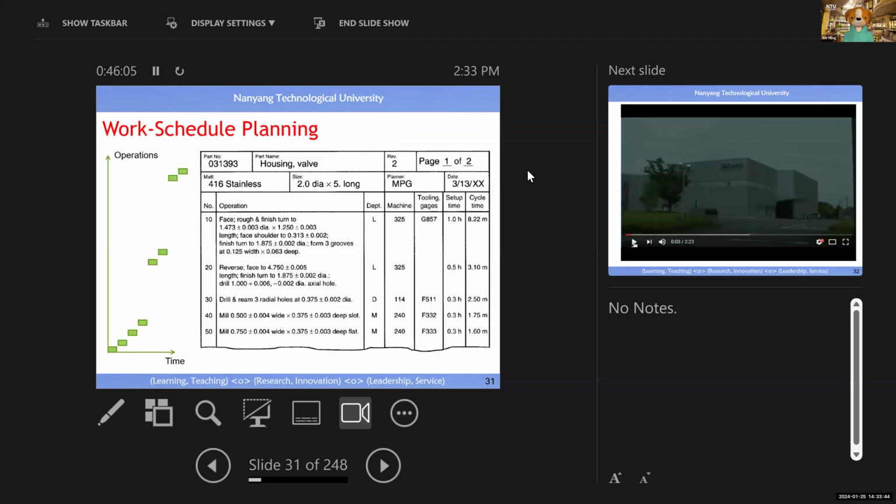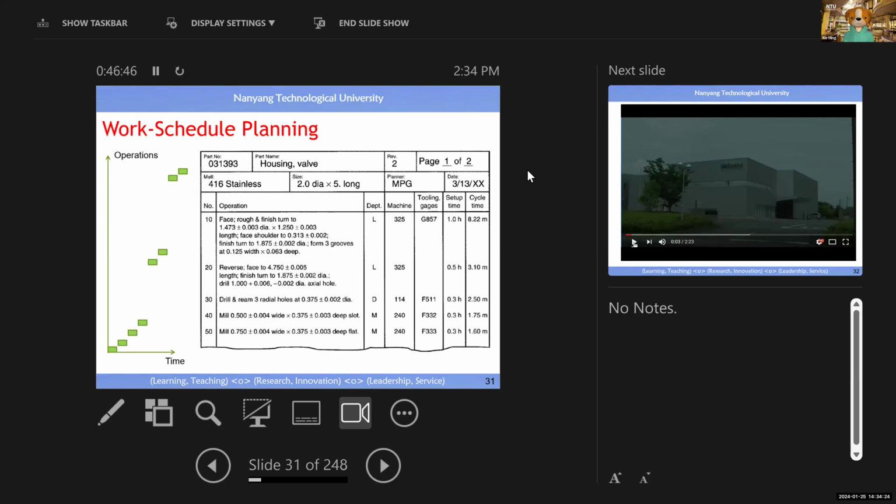Once you know on a daily basis how many parts to produce, and for each part how many processes will be involved, then you need to come up with a work schedule for each part, right? So you see, this is to manufacture a valve, 1,000 watt. Then you look at the machines involved in making this part. You have machine number 325, and 325 we use 2 times. Machine 114, machine 240. This one we use 2 times.